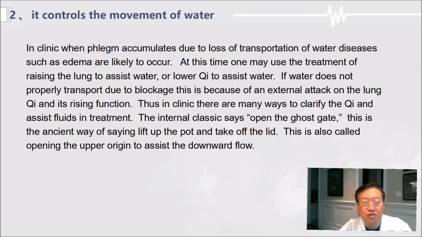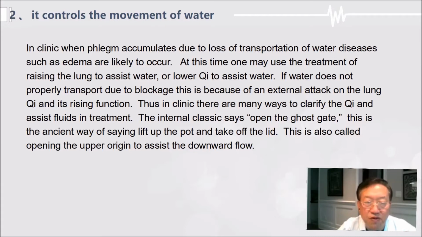In clinic, when phlegm accumulates due to the loss of transportation of water, diseases such as edema are likely to occur. At this time, one may use the treatment of raising the lung to assist water, or lower qi to assist water. If water does not properly transport due to blockage, this is because of an external attack on the lung qi and its rising function. Thus, in clinic, there are many ways to clarify the qi and assist fluids in treatment.